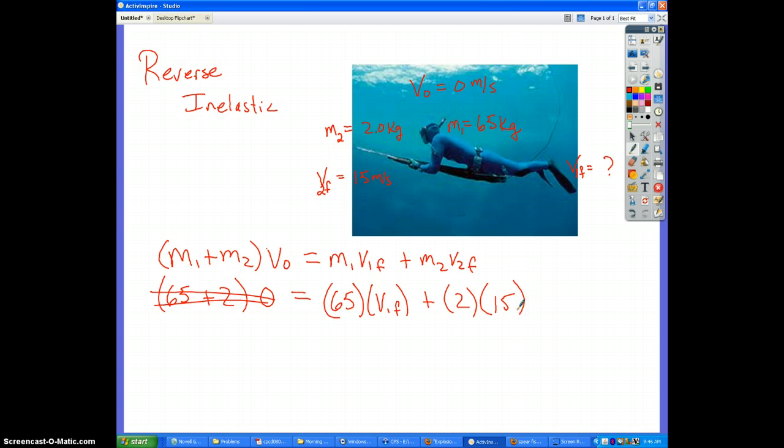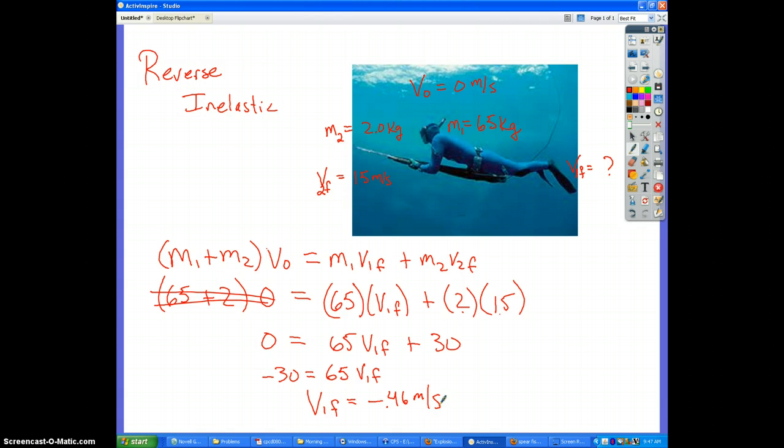In order to solve this, we need to take the 15 times the 2, so we're going to multiply those two together. So on this side we have 0 is equal to 65 times the final speed of the person, plus 30. We need to subtract 30 from both sides. That'll give us negative 30 is equal to 65 times the first person's speed. And if we divide both sides by 65, we end up with a final speed of the person equal to negative 0.46 meters per second.